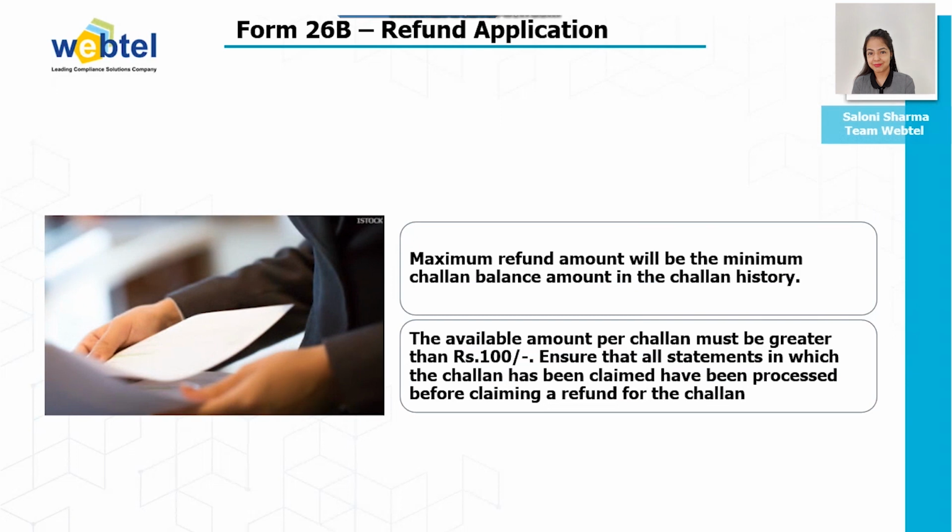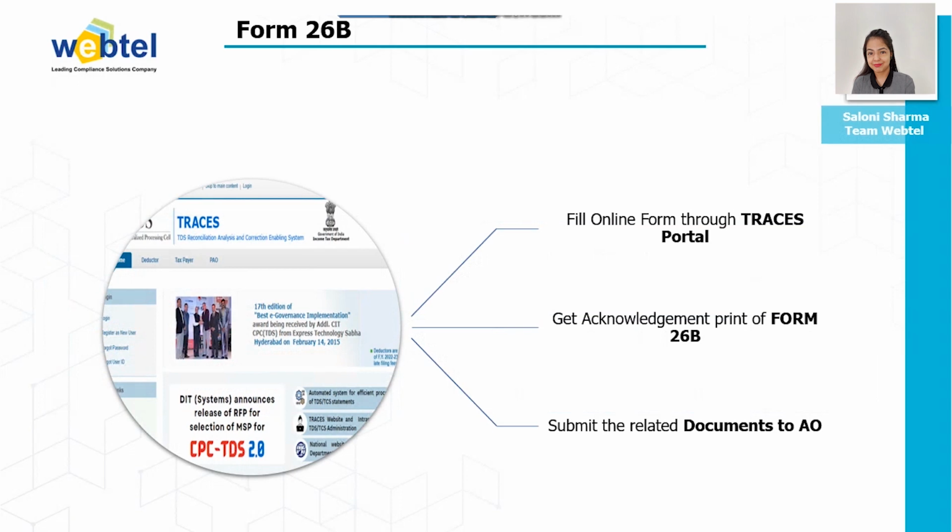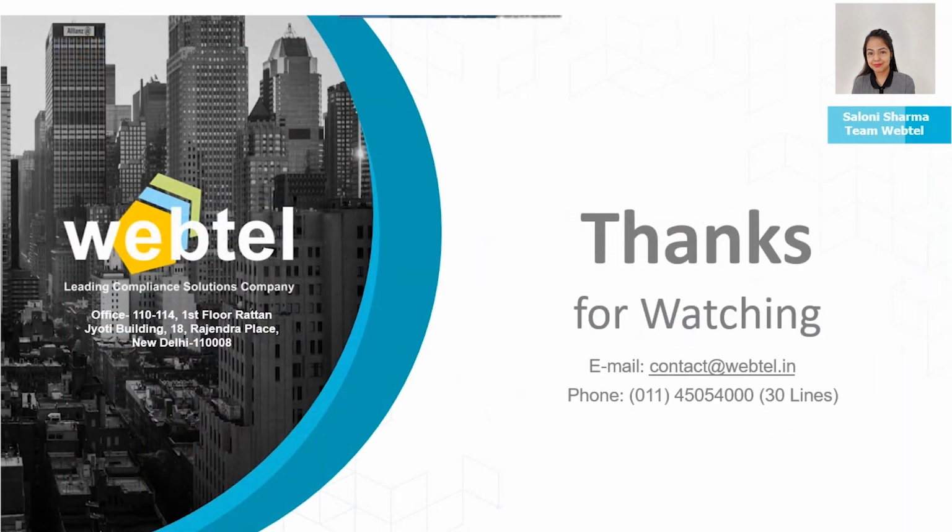And for the form 26B, you need to fill up the form on the TRACES portal, get the acknowledgement number of your form 26B, and submit the documents related to the form 26B to the assessing officer. And if you want to know more about the form 26B, then let us know in the comment section. And for your reference, I am going to share a PDF along with this video.